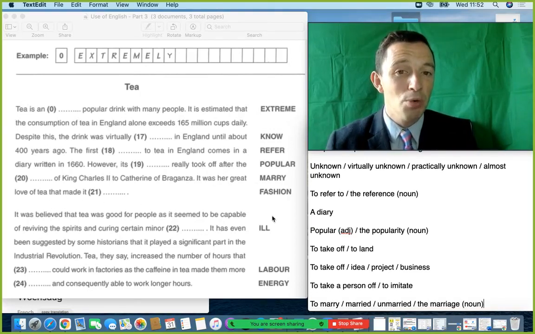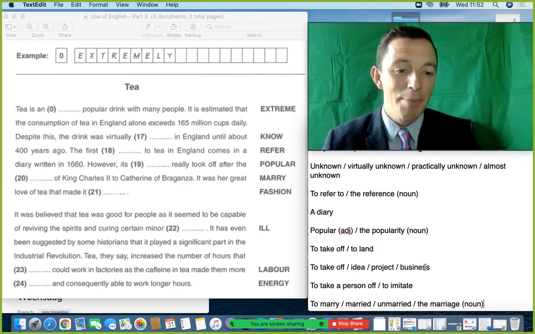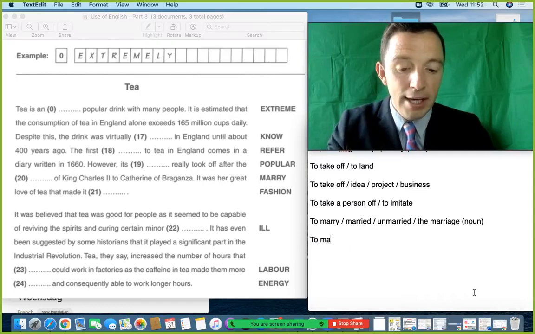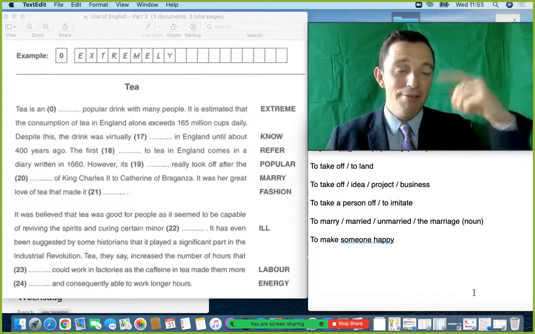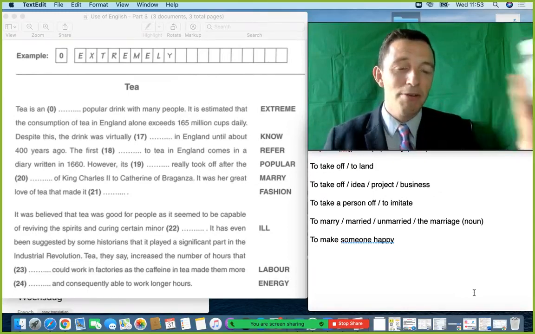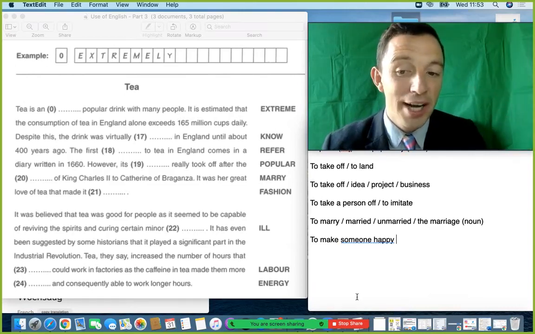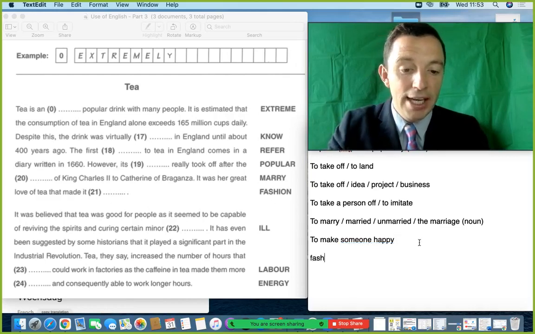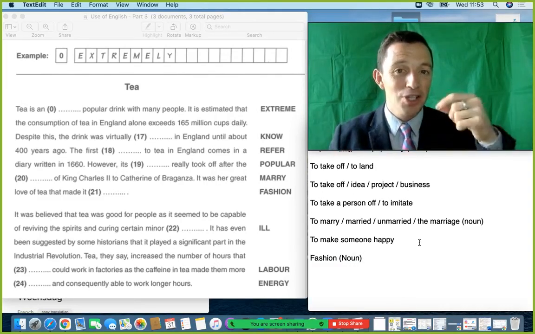So the structure for number 21 is a bit advanced. To make something, for example, I make my dog happy, I make my friend happy. So that's the structure. To make someone happy means to do something to influence the feeling of the other person. So I give the fantastic bottle, the amazing bottle, I give the bottle to my friend, and this action makes my friend happy, of course. Okay, so here it made tea, and the word is fashion. So fashion is the noun. So in this case, we are given the noun, and the instruction is to change the form.